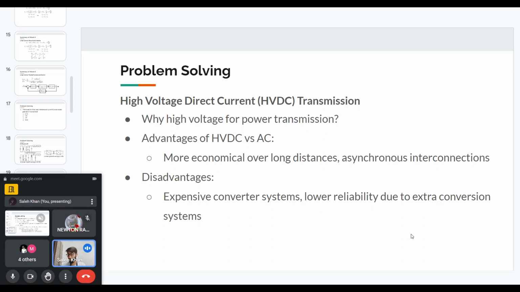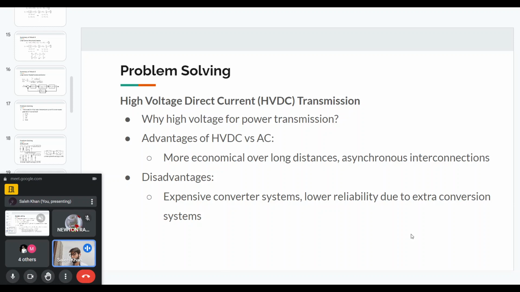So it is actually the I square R losses that we want to minimize. For a given power, power is voltage times current. If we have a high voltage, then the current will be less. So to transmit power through a line which has a given resistance, we want to minimize the current so that our overall power loss, the I square R loss, will be minimized.